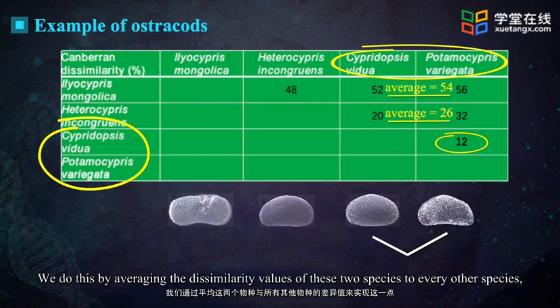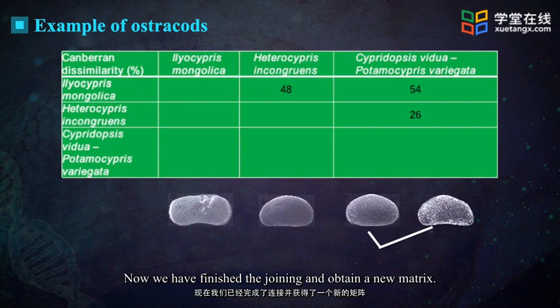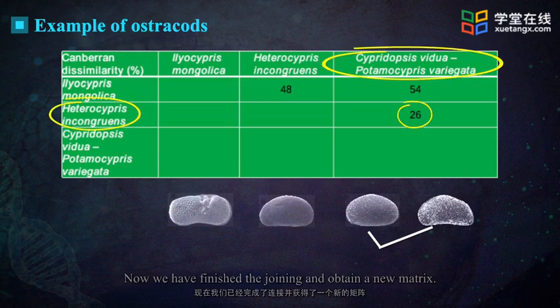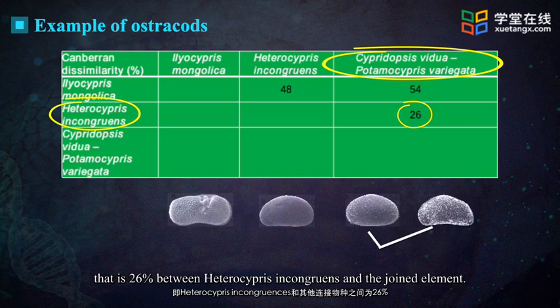We do this by averaging the dissimilarity values of these 2 species to every other species, in this case, only to Iliocypris mongolica and Heterocypris incongruens, respectively. Now, we have finished the joining and obtain a new matrix. In this matrix, again, we find the smallest dissimilarity, that is 26%, between Heterocypris incongruens and the joined element.